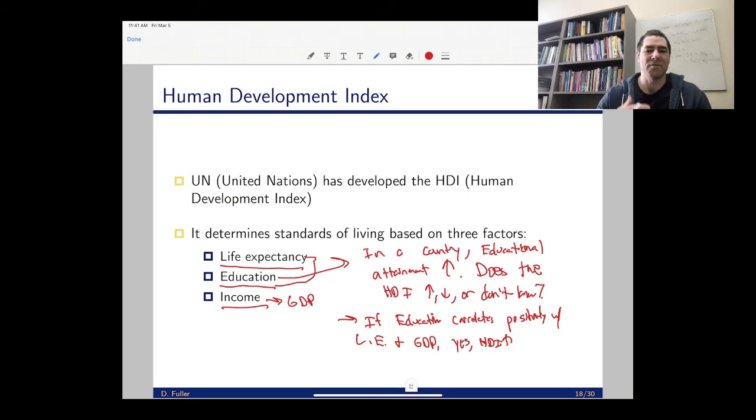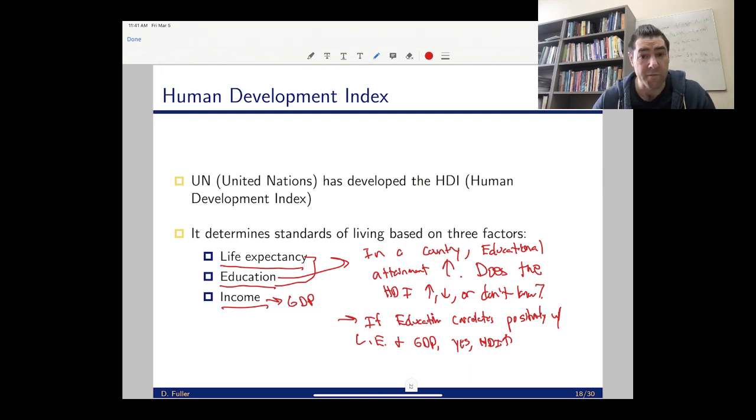Okay, so it's an alternative measure. A couple of questions. One question on the homework kind of gets you to think about some relationships, calling back the idea of correlations, so we remember that. And that wraps up the Human Development Index.